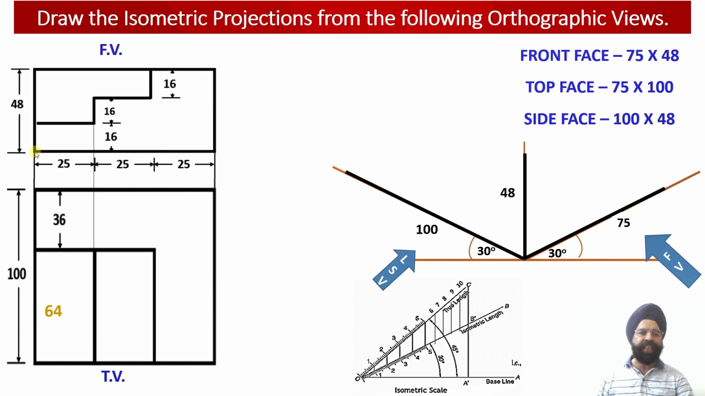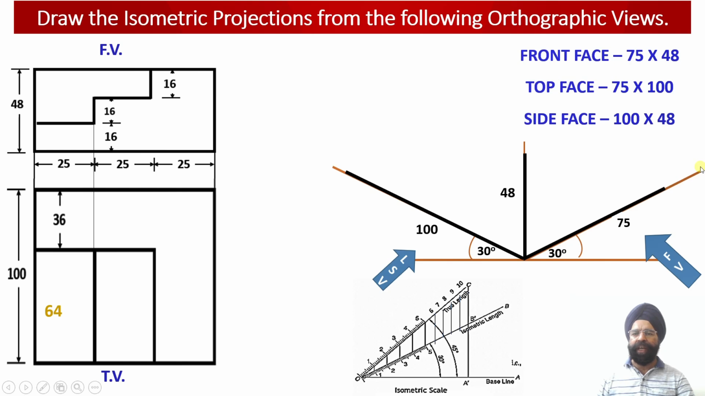So the three faces, that is the front view face, the top view face and the left hand side view face, all these three faces will be projected in a single 3D isometric projection. Now we are going to draw the left side view of the solid on the XY plane, and the front view of the solid will be drawn along the YZ plane over here.